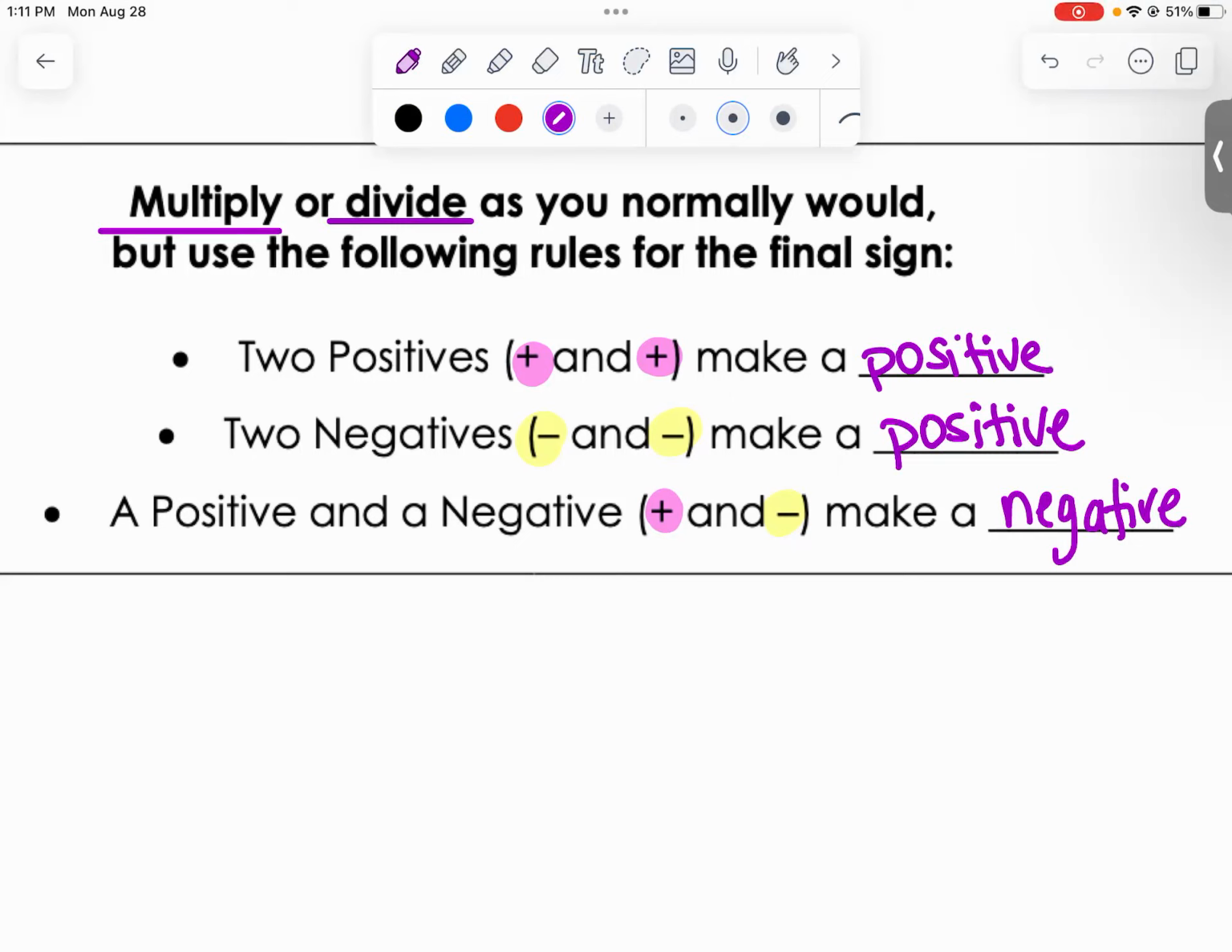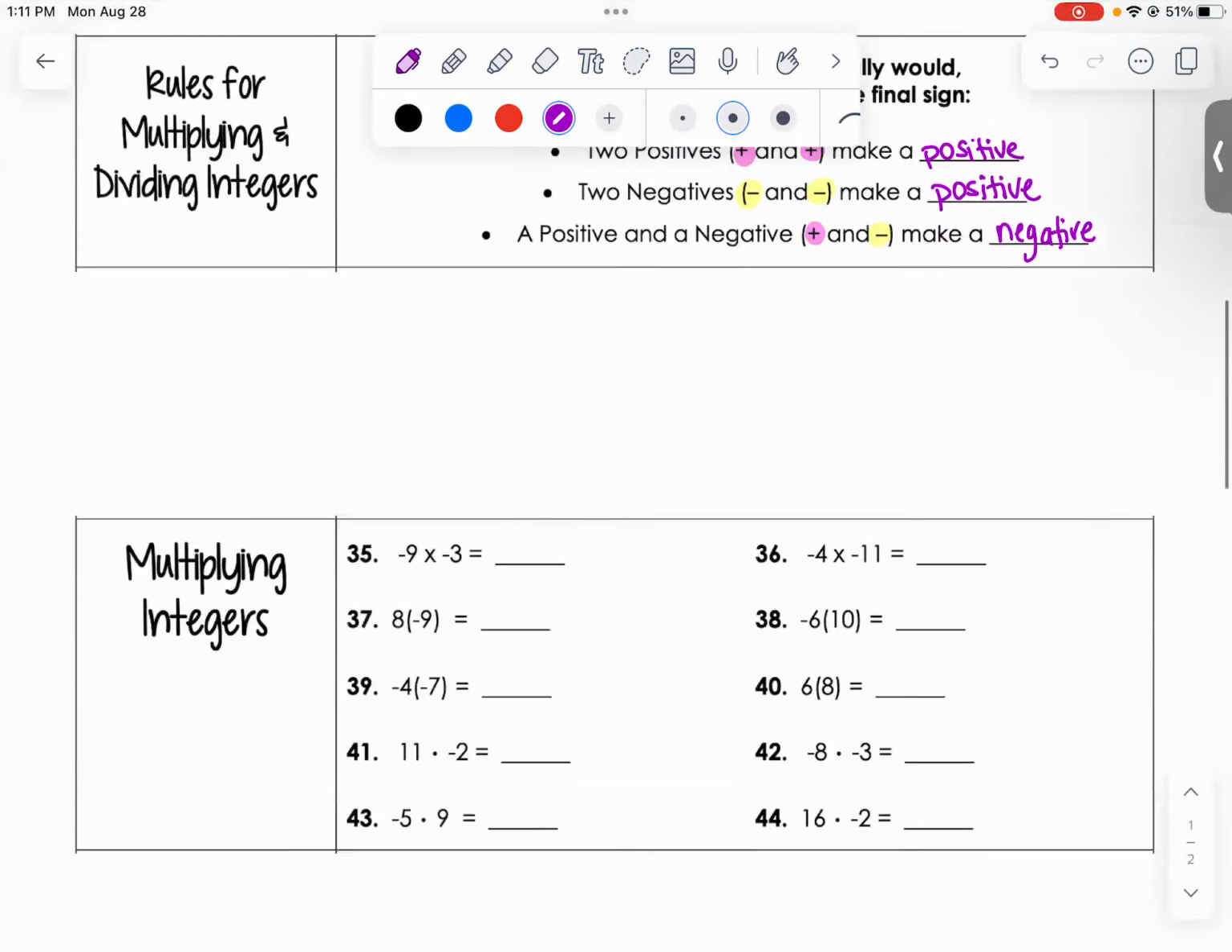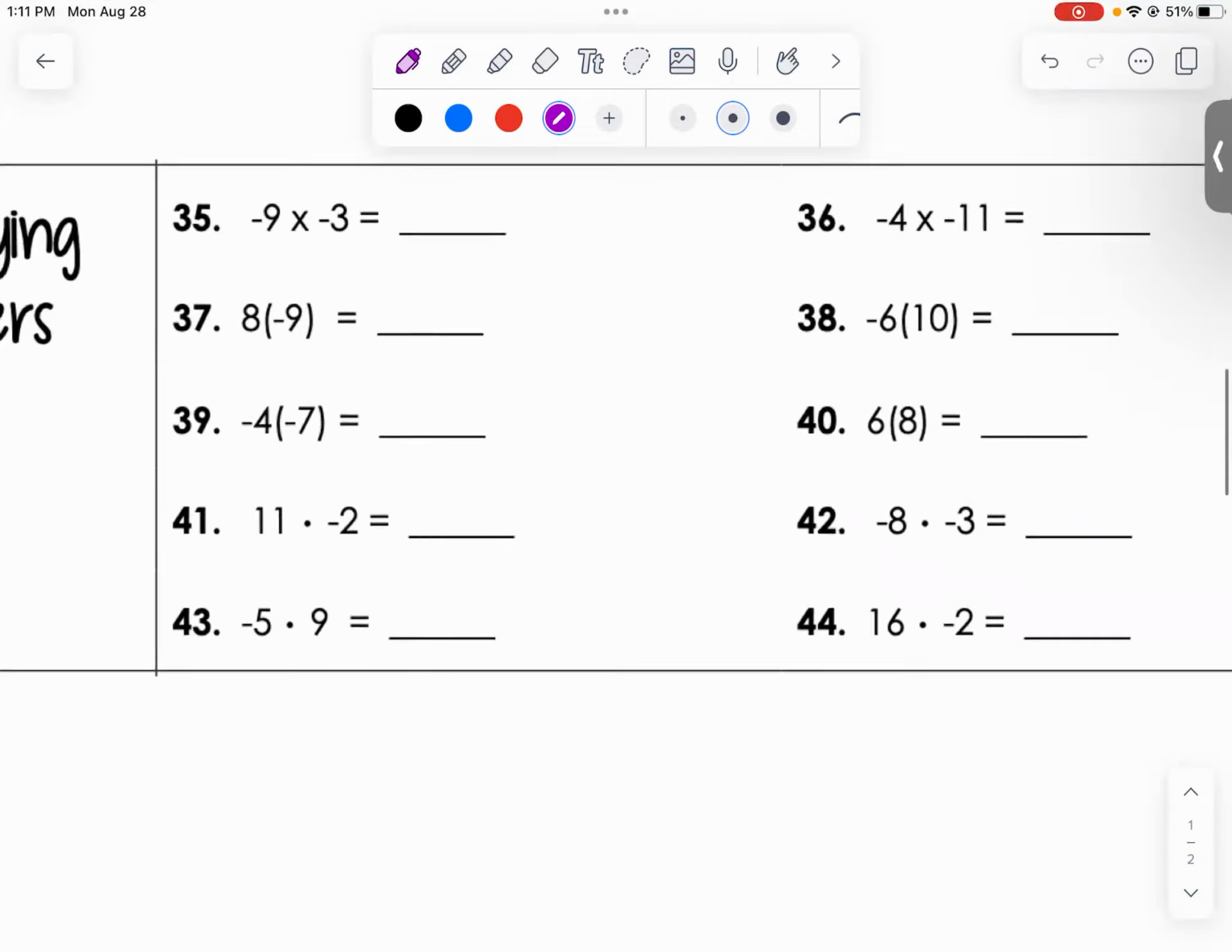All right, so these are our rules for multiplying. Really, two rules. If the signs are the same, we have a positive answer. If the signs are different, we have a negative answer. So let's come down here and work on just multiplying right now.